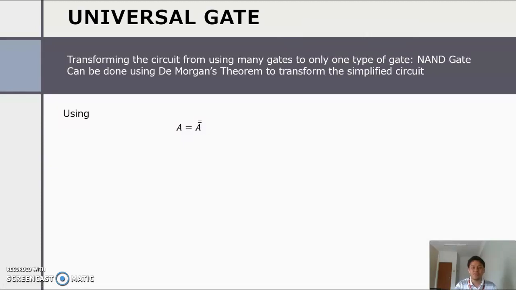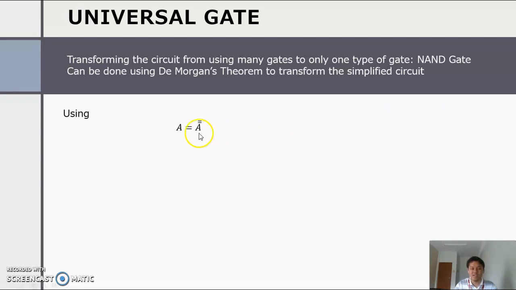Next, we will try to use universal gates to construct the same circuit with the same inputs and outputs. So what is a universal gate? A universal gate lets us transform the circuit that we got previously, from using many types of logic gates, to using only one type of gate, which is the NAND gate, also known as NOT AND gate. This can be done by using De Morgan's theorem to transform the equation into another equation that utilizes the universal gate. So let's see how it's done.